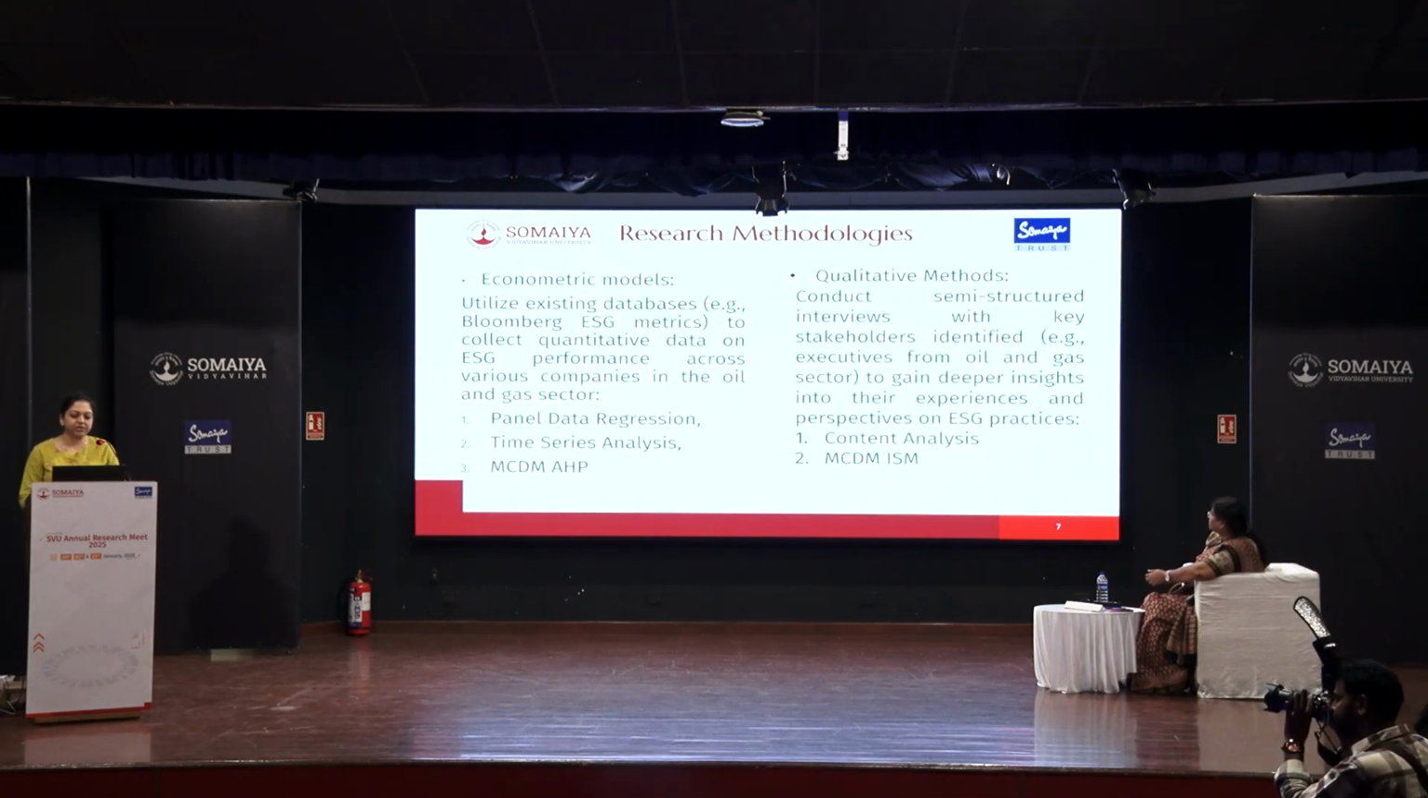We are going to conduct semi-structured interviews with the stakeholders and get deeper insights, and then do content analysis, so that we can propose the models or recommendations on how we can advise the investors and drive their motivation towards sustainable investment.